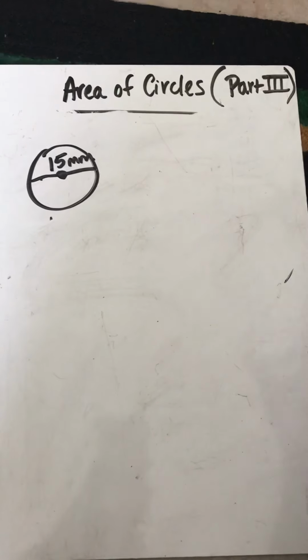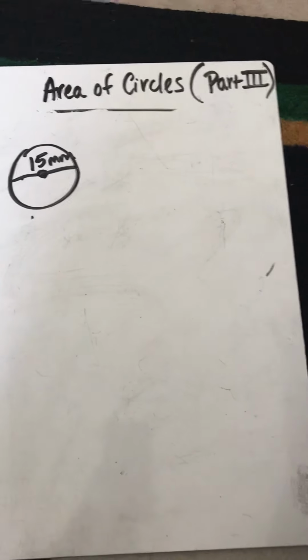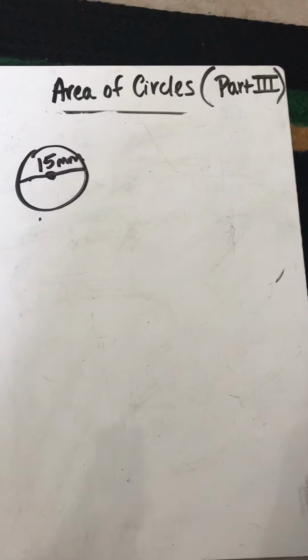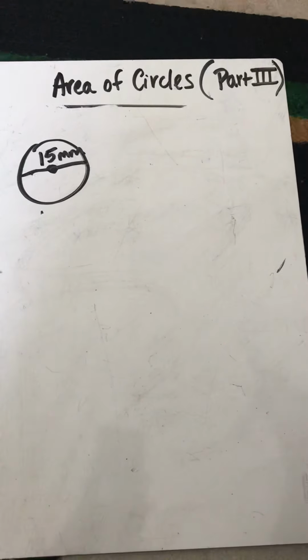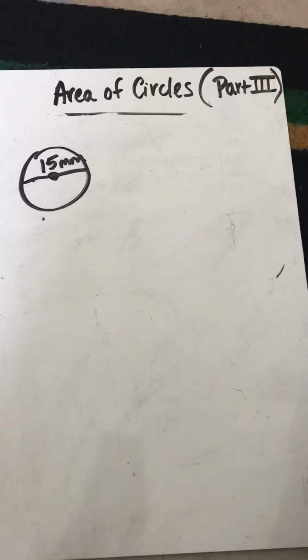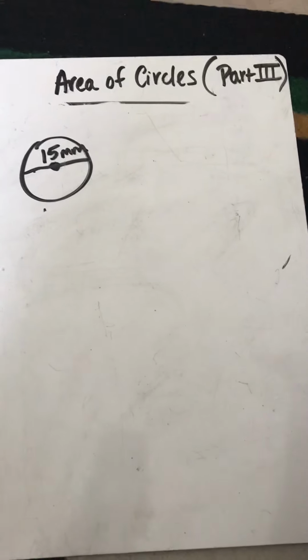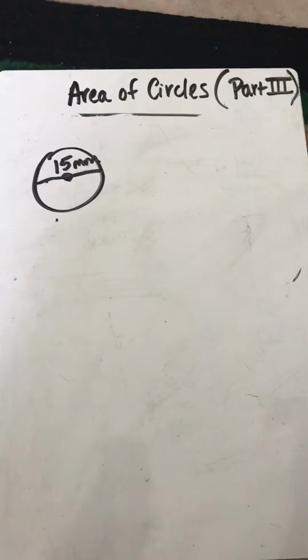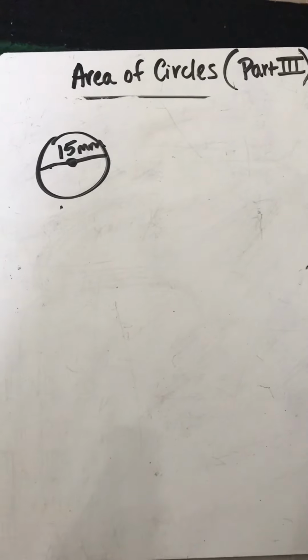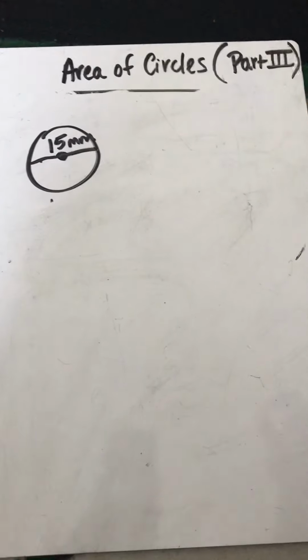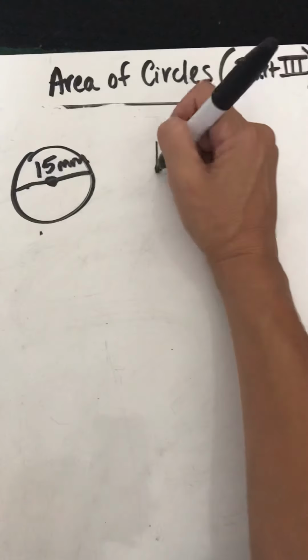So let's take a look at one more full circle type of problem. I'm going to call this area of circles part 3. I'm going to once again give you the diameter information, but I tweak the number enough that when you figure out the radius, it's not going to be a perfect whole number, but still should be fairly easy to figure out.